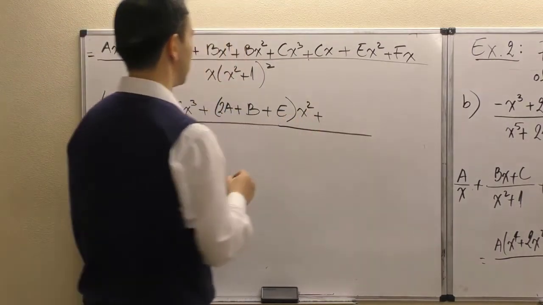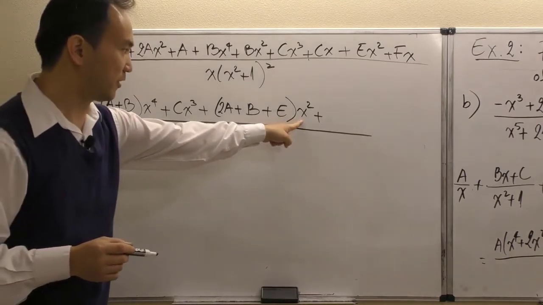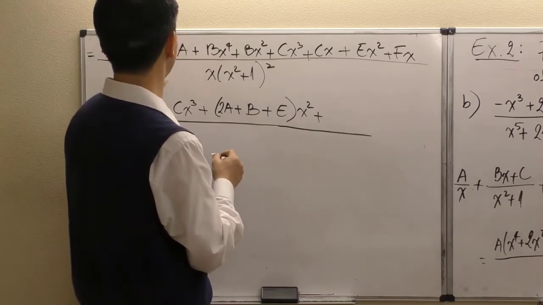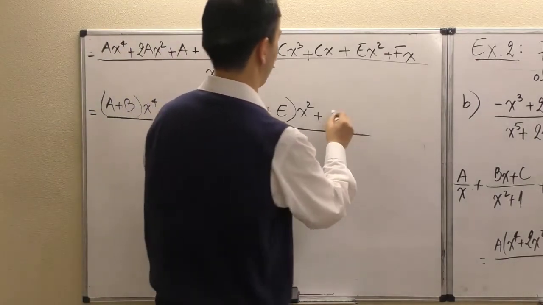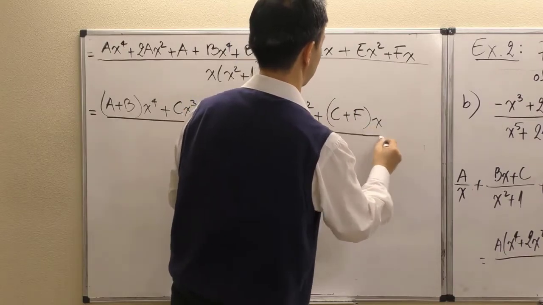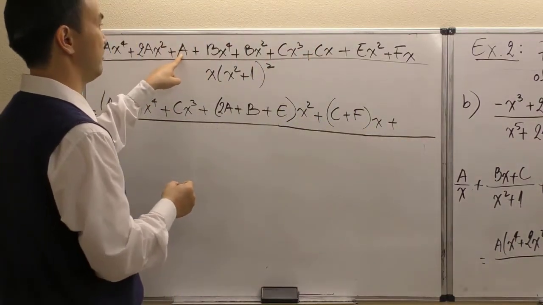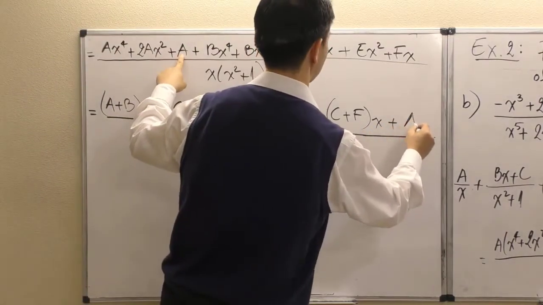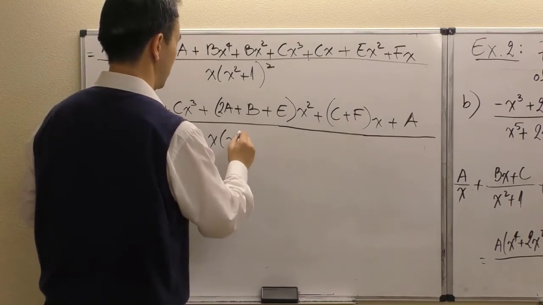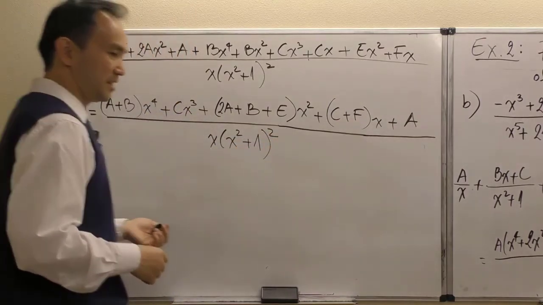And now I'm going to need to look at my x term. So far I've found my x squared. Now let's look at the x term here. And so for the x term, I'm looking at c plus f times x. And the last constant term here is going to be just simply that a right there. Okay. And all of that is over x times x squared plus 1 all squared.